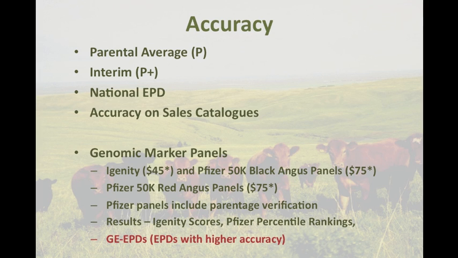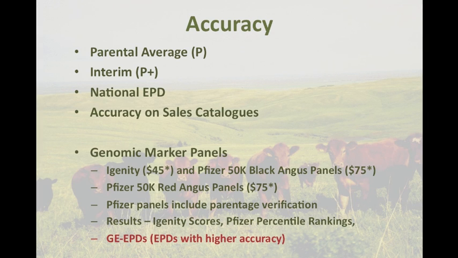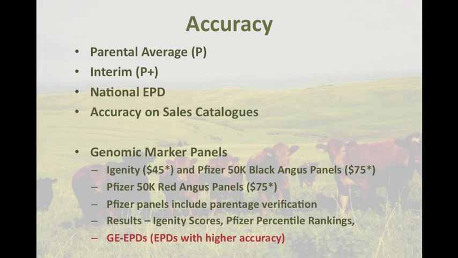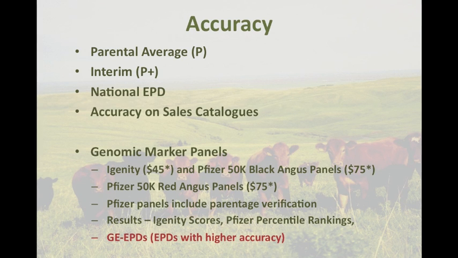So for Black Angus breeders, the Identity Angus panel and the Pfizer 50K Black Angus panel are designed to increase accuracies for the EPDs of these animals. For Red Angus breeders, we have available the Pfizer 50K Red Angus panel, also at half price. The Pfizer panels are more expensive because they have more markers on the panels and they include parentage markers. So the Pfizer panel includes parentage verification.